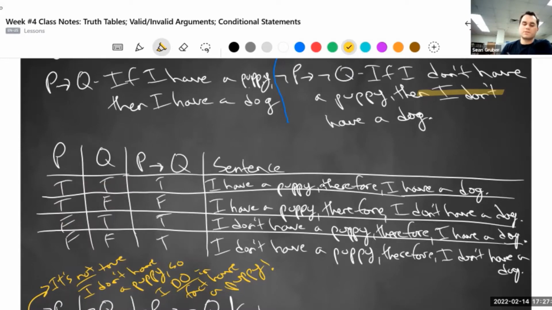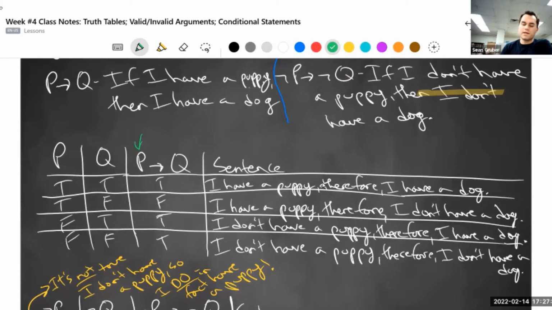And then P implies Q, we said this is kind of like a promise, right? It's saying that if P is true, then Q better also be true, right? So the promise is if P is true, then Q is definitely true. That's the promise, okay? So if we have a case where P is true, but Q is false, we broke our promise because our promise was if P is true, then Q is true.